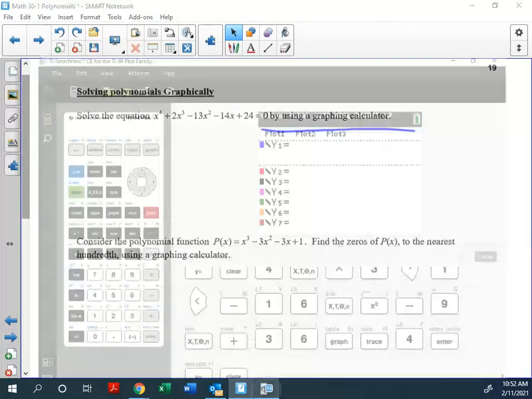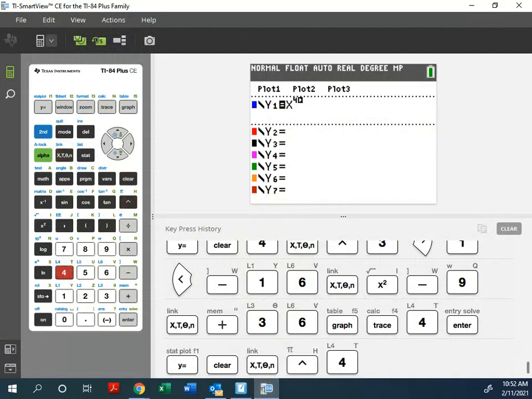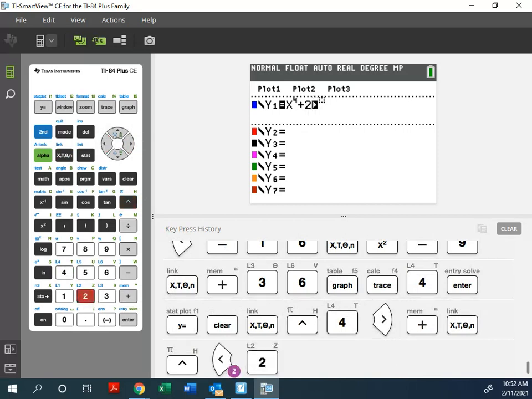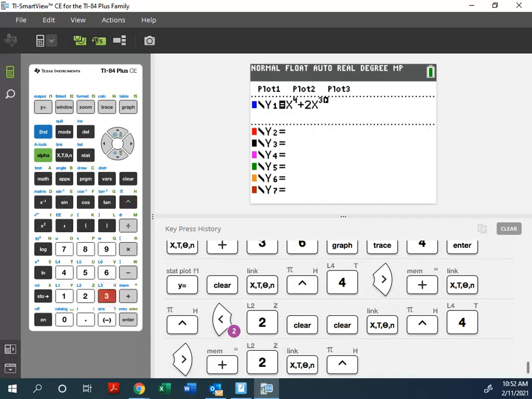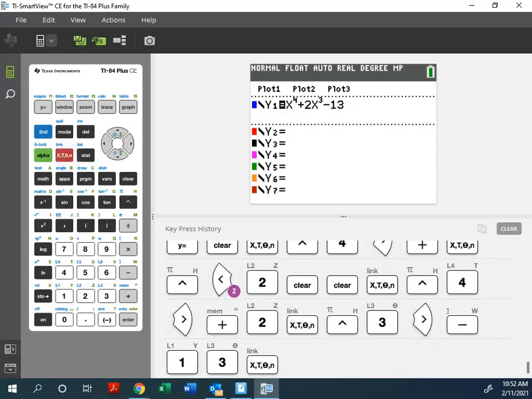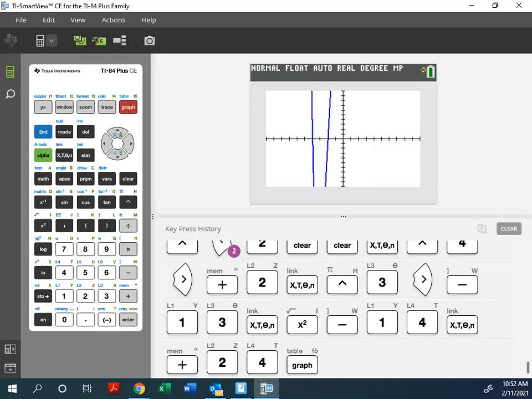1, 2, negative 13, negative 14, and 24. Now, if it says using your graphing calculator, they truly just want you to go grab them. I believe there is one at negative 4, negative 2, 1, and 3.